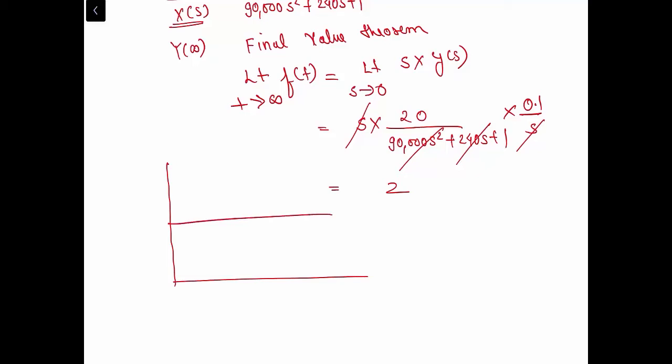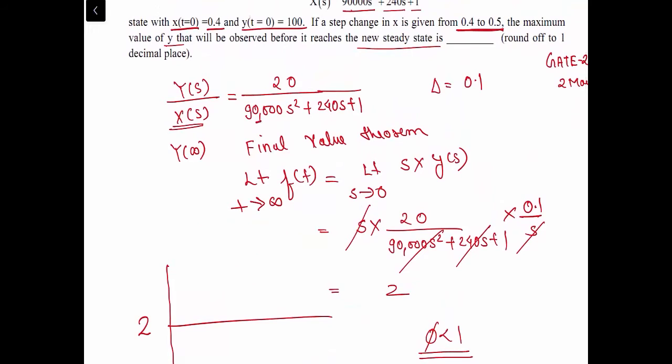Okay, this value will be 2. Now we have to check कि हमारा जो सिस्टम है वो अंडर डैम्प है कि ओवर डैम्प है कि क्रिटिकली डैम्प है. Only then we can calculate the value of new steady state. Okay, so for an underdamped system phi should be less than 1. Okay, so this is the equation.